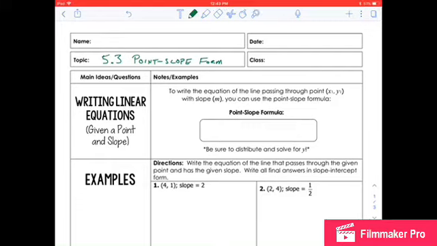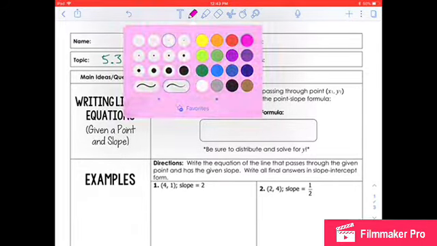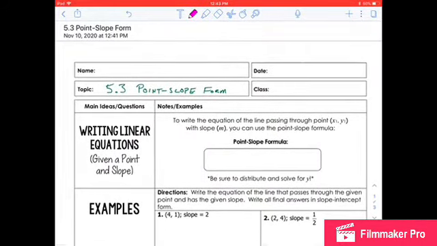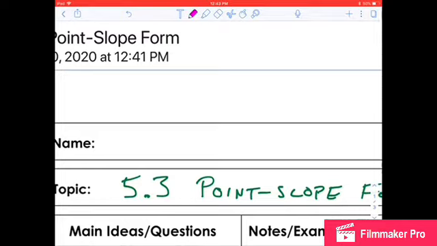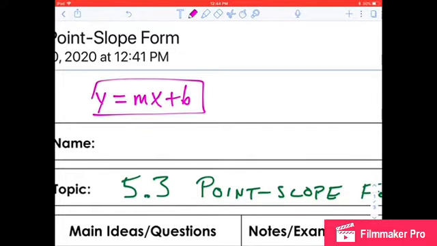All right, Algebra 1, we are talking 5.3, which is point-slope form. And point-slope form is another form of an equation. The first two equations we've talked about are slope-intercept, which is this one, y equals mx plus b. That's the one we're going to use most of the time. That's kind of our favorite equation, y equals mx plus b.